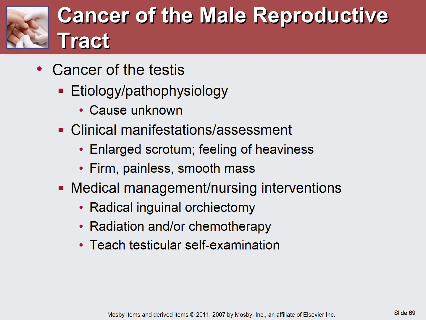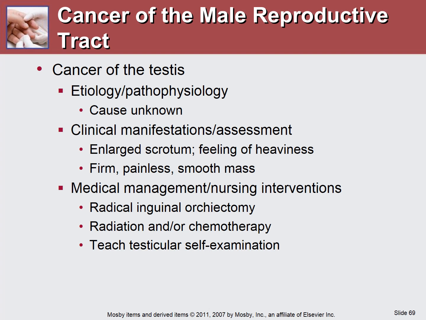Cancer of the testes, right? We don't know, like other cancers, the exact cause of it. There are some genetic risks. Undescended testicles can be a risk factor. Clinical manifestations: enlarged scrotum, feeling of heaviness, and a firm, painless, smooth mass. So this is why we teach men between 15 and 35, the age with a higher incidence of testicular cancer, to assess their testes every month, to feel for it. It is 97% curable if it's found early.